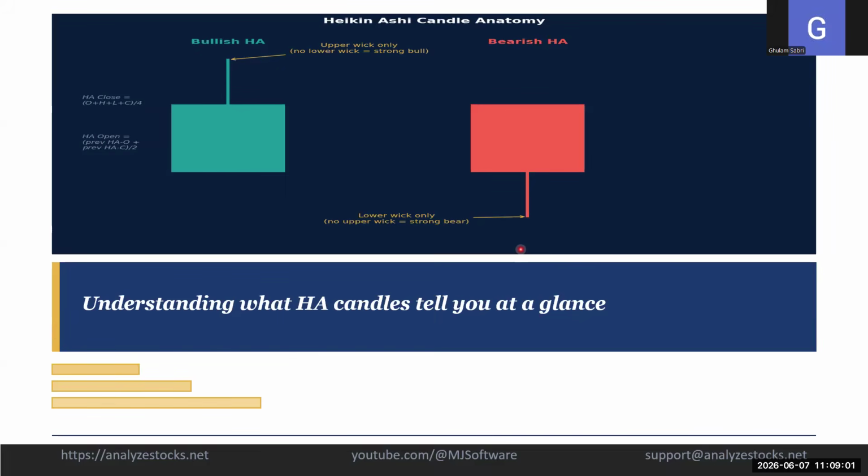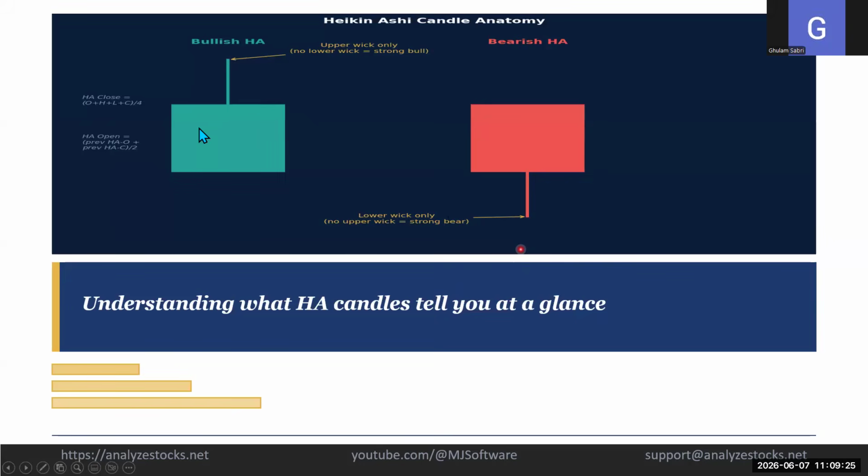And the way it is calculated, you will always see a bullish trend with something like this, a wick on the upper side only, no lower side. That is showing a strong bullish trend. On the flip side, when you have a bearish trend, then we will have a Heikin Ashi bar in red color with a wick on the bottom side.